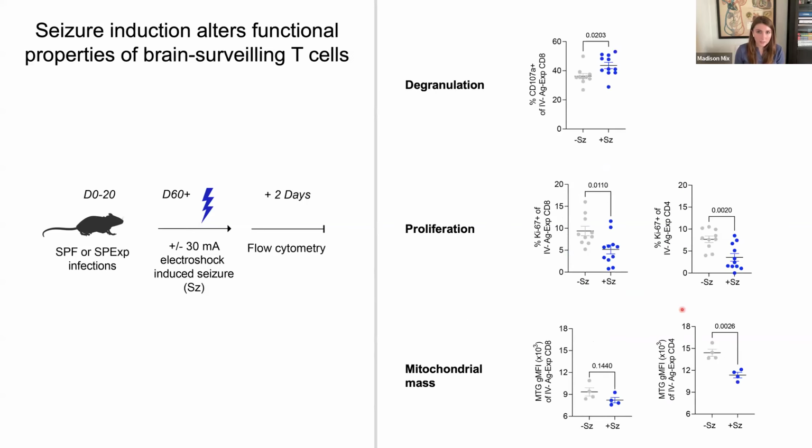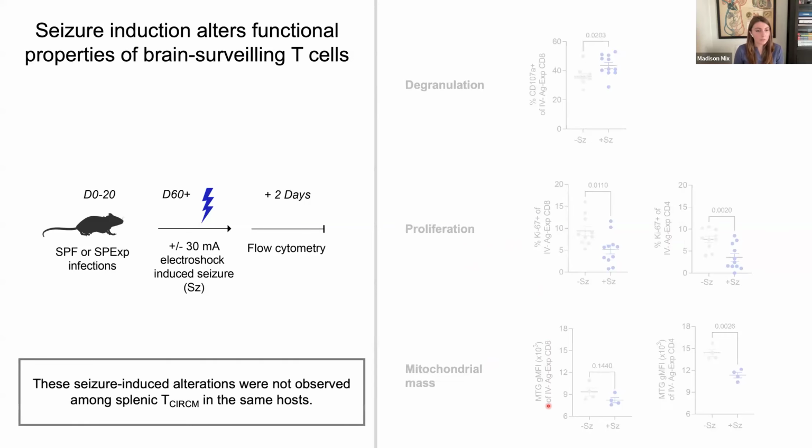We also assessed functionality in a few different ways. We looked at the capacity of these cells to degranulate following stimulation. There was a modest increase after a seizure. Directly ex vivo, so no stimulation condition, we saw that following a seizure, there was a reduced proliferative capacity and reduced mitochondrial mass assessed by Ki67 and MitoTracker Green staining respectively, suggesting that these neurological events may be influencing the cell health or composition of these cells.